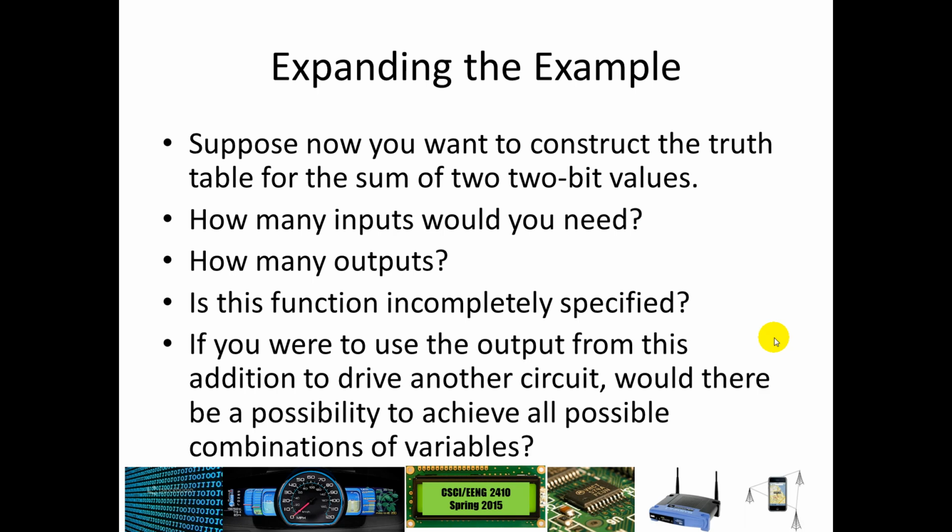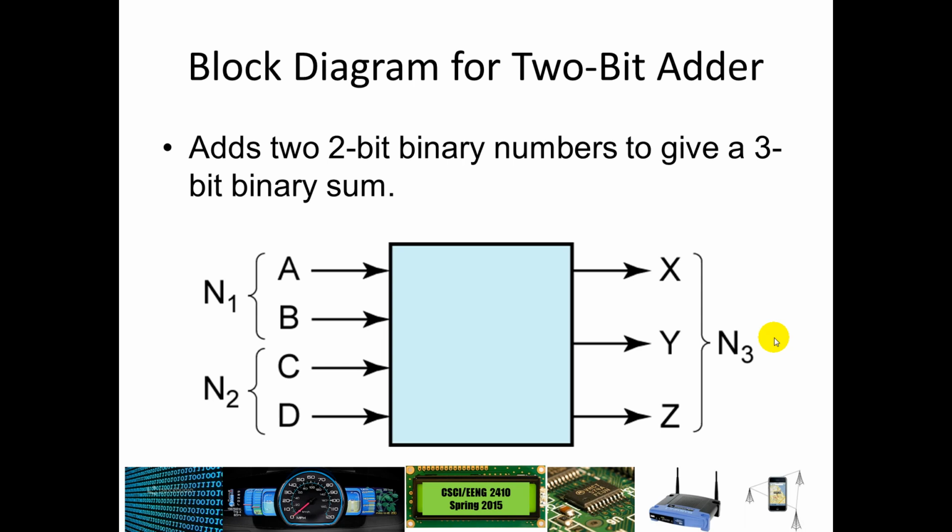However, if you were to use the output from that addition to drive another circuit, then that other circuit would be incompletely specified, because it's not possible to achieve that particular set of input combinations for the next stage. So here's our block diagram for the 2-bit adder. In this case, N1 and N2 are our two numbers that we're adding together, and our summation comes over here at N3 on the right-hand side. So you can see, just for adding 2-bit values, we're starting to get a little bit more complicated.